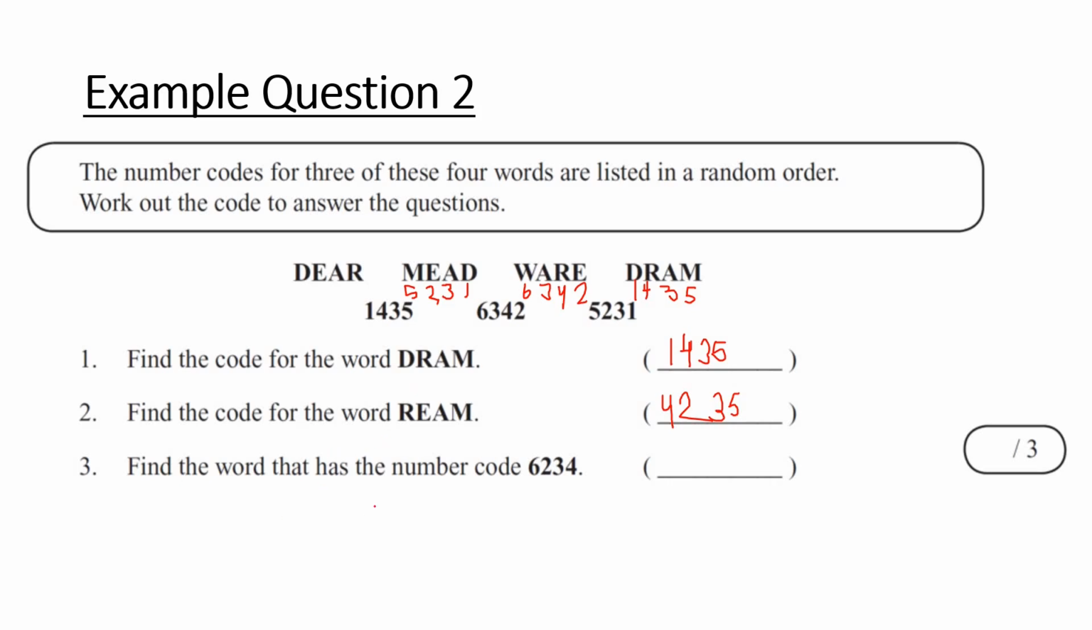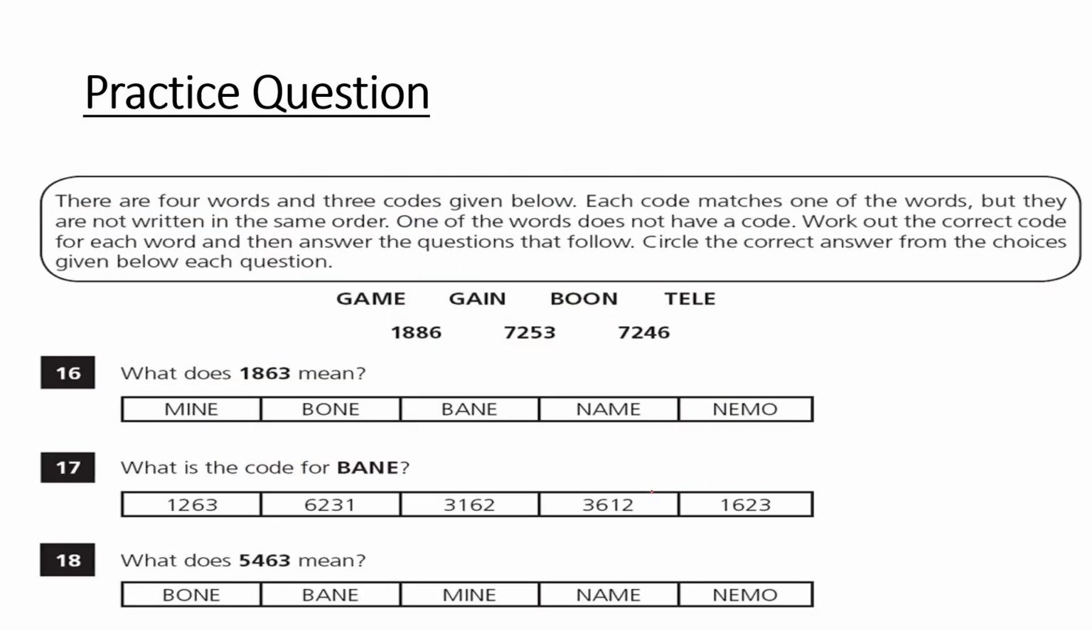And we need to find the word that has the number code of 6234. So 6 is W, so we can write that down. 2 is E, so we can write that down. 3 is A, right? Yeah, 3 is A, so we can write that down. And then 4 is R, so it's wear. Okay, so that's that. And now it's time for practice questions.